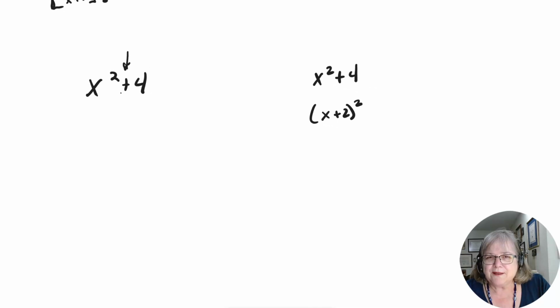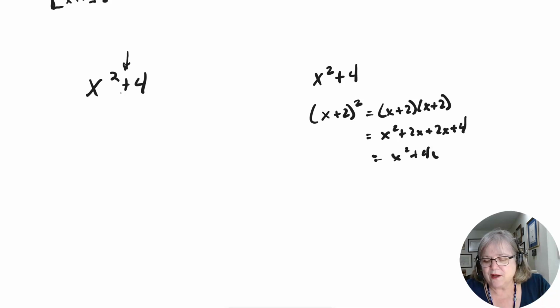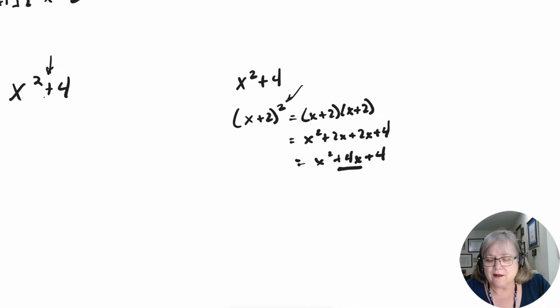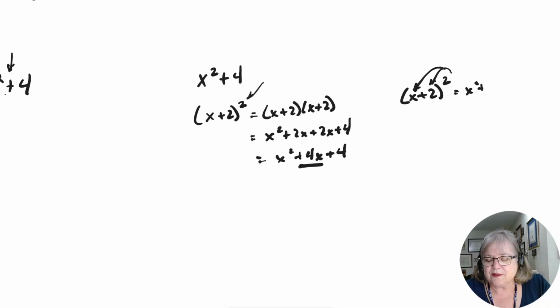Now, that doesn't work if you do it correctly, because this is a binomial, and a binomial square is x plus 2 times x plus 2, which is x squared plus 2x plus 2x plus 4, which is x squared plus 4x plus 4. So this middle term is not what we're looking for. The reason students want this to work out is they incorrectly think that if I take x plus 2 and square it, I can just square these two and have x squared plus 4.